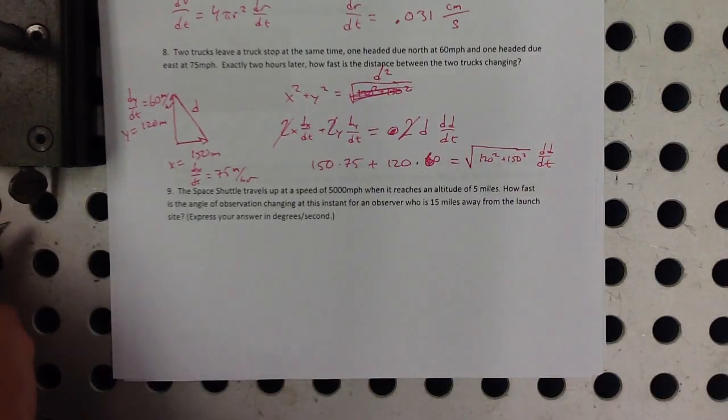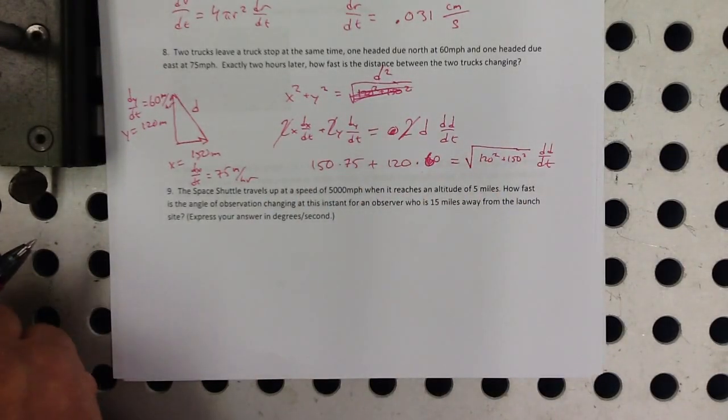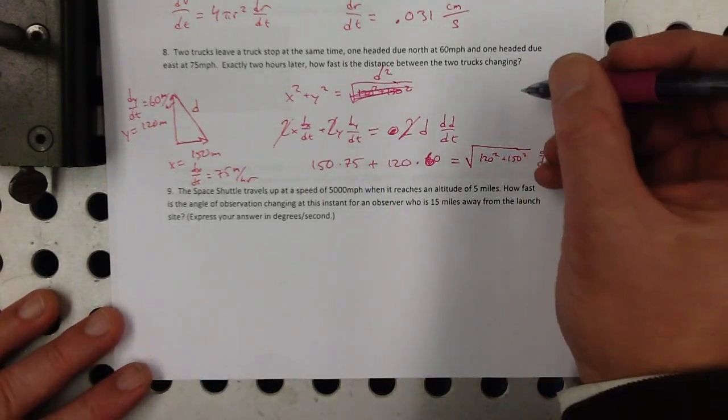All right, so I think we can go ahead and get a number there. So 150, this all in parentheses, 150 times 75 plus 120 times 60, all over the square root of 120 squared plus 150 squared. And that's about 96.